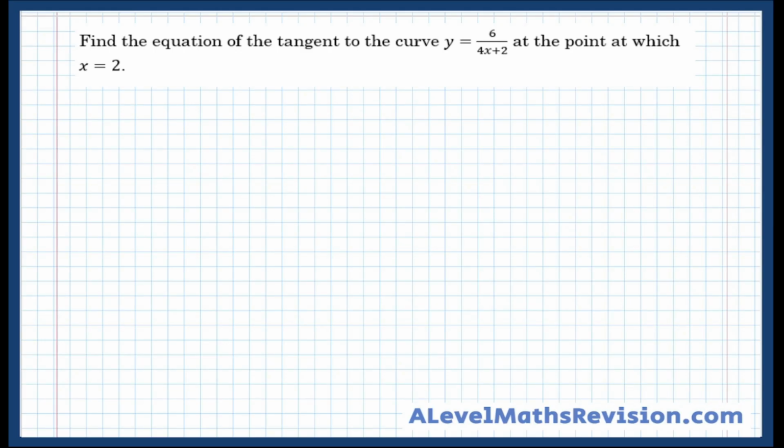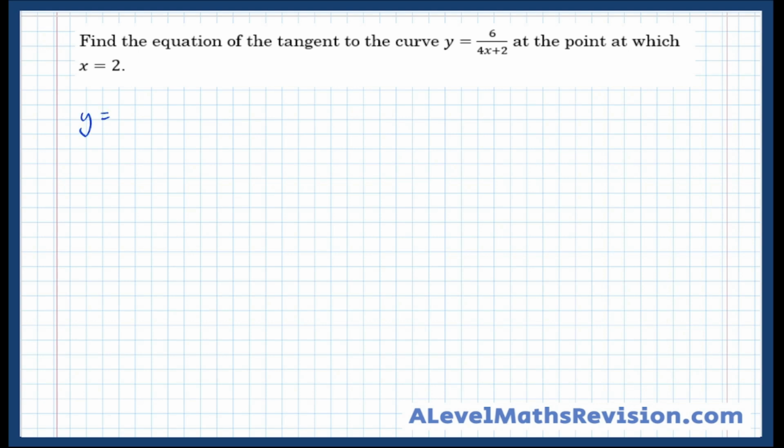So this question here: find the equation of the tangent of the curve y equals 6 over (4x plus 2) at the point at which x equals 2. Well, the first thing we're going to do is differentiate to find the gradient of the curve. So you might want to pause the video and have a go at this yourself. Then check your answer against mine. But here we go.